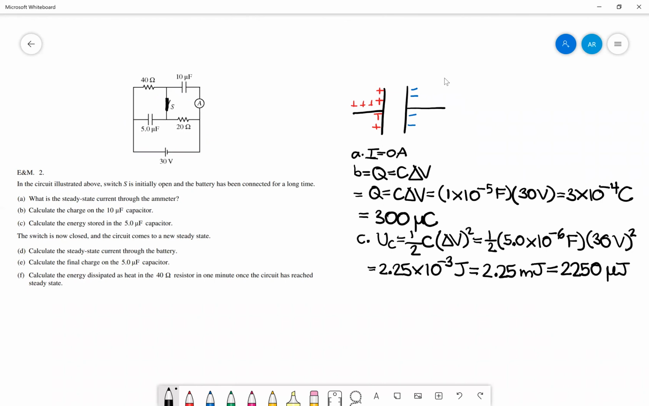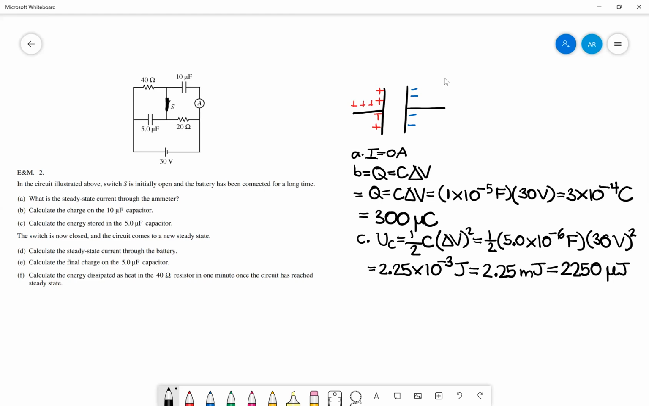Okay, so part D asks us, calculate the steady state current through the battery. Now, you might be thinking, okay, from the first three parts, all the currents that we've been looking at have been equal to 0. So some may be tempted to just write in 0 amperes. Okay? However, the fact that the switch is now closed changes everything. And let's see why it changes everything.